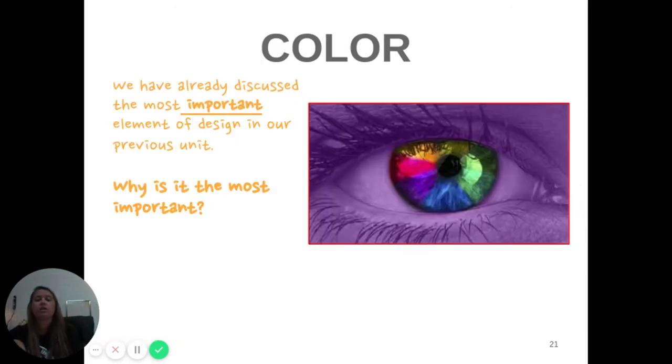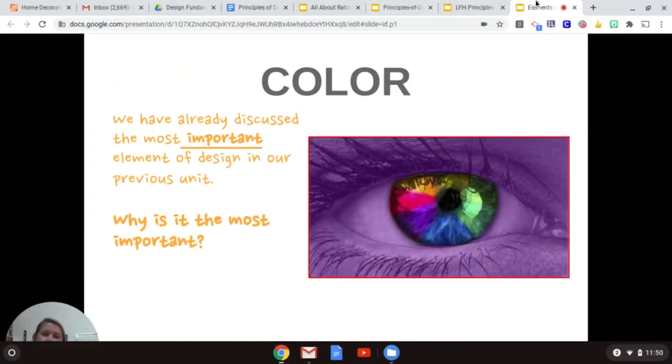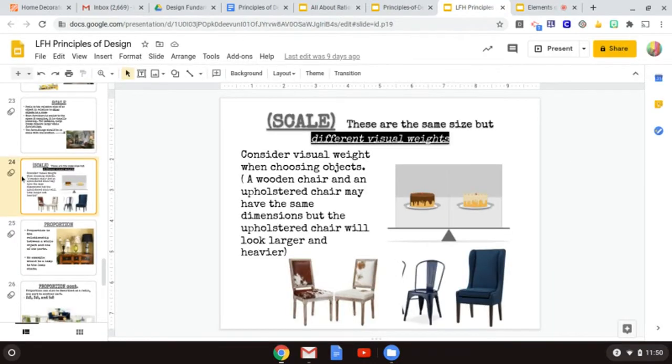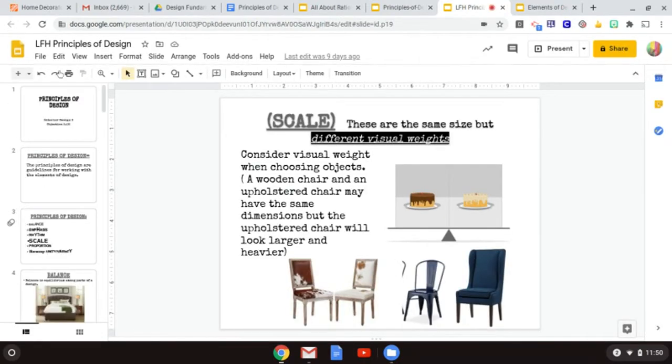And we learned about color in a whole entire unit. Okay, so there's that slide. Here's your principles of design quick overview. Let me go back to my top.